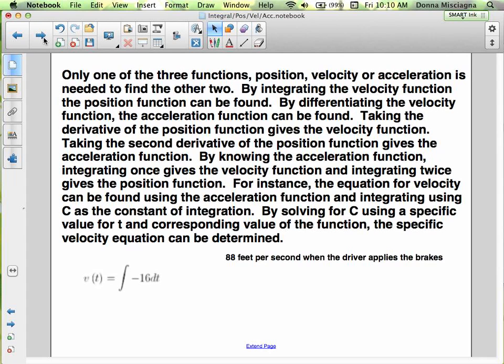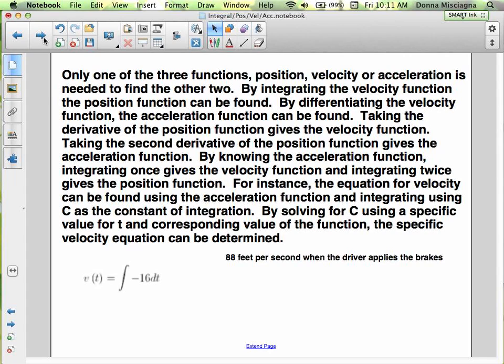I think he's okay. So only one of the three functions, position, velocity, or acceleration, is needed to find the other two. By integrating the velocity function, the position function can be found. By differentiating the velocity function, the acceleration function can be found. Taking the derivative of the position function gives the velocity function. Taking the second derivative of the position function gives the acceleration function. By knowing the acceleration function, integrating once gives the velocity function, and integrating twice gives the position function.